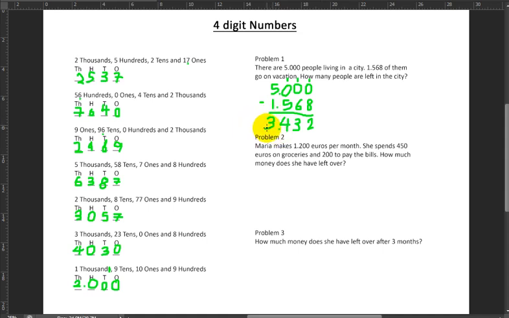So my answer is 3,432. Next up, Maria makes 1,200 euros per month. She spends 450 euros on groceries and 200 to pay her bills. How much money does she have left over?